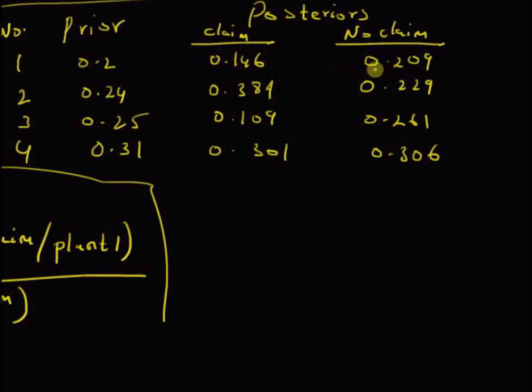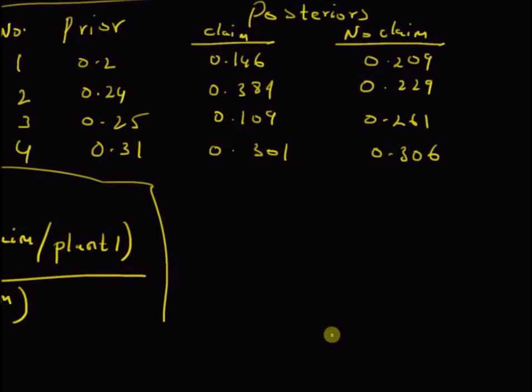Clearly, when a claim is made, the values of the probabilities corresponding to each plant change drastically compared to the posteriors when a claim is not made. This is because a claim is basically a rare event. When a rare event occurs, the probabilities are changed drastically, and when no claim is made, that is a common event which is more probable, the probabilities corresponding to each plant do not change by much. So in this case, we can clearly see that the Bayes rule revises the probabilities.